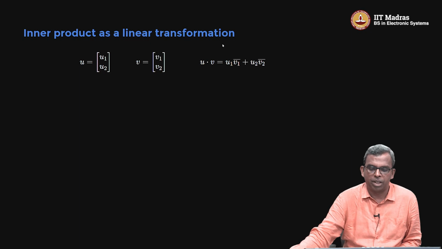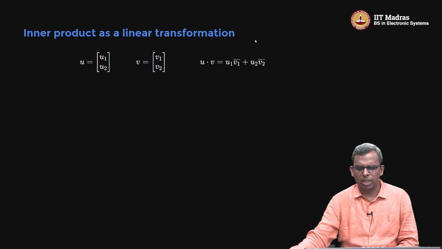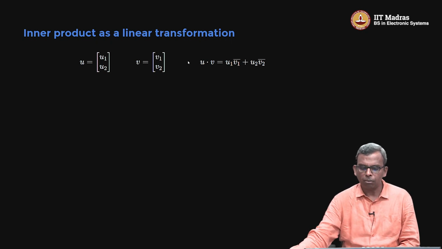We will see the inner product plays a very crucial role here. So, if you look at the inner product, I have u is u1 u2, v is v1 v2, and u dot v is u1 v1 bar plus u2 v2 bar. Okay, this is the inner product. So, what is the linear transformation here? Why is inner product connected to linear transformation?